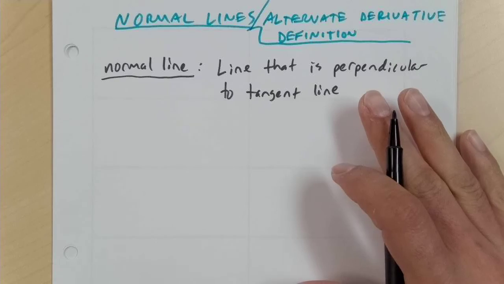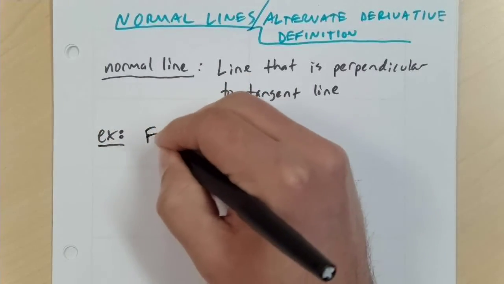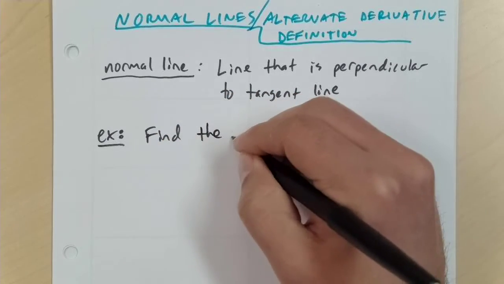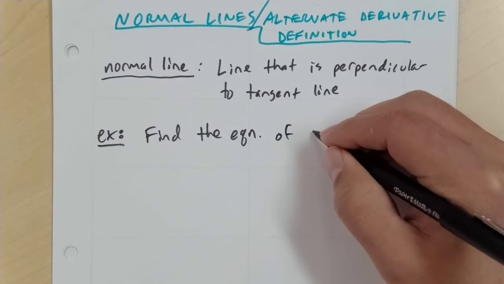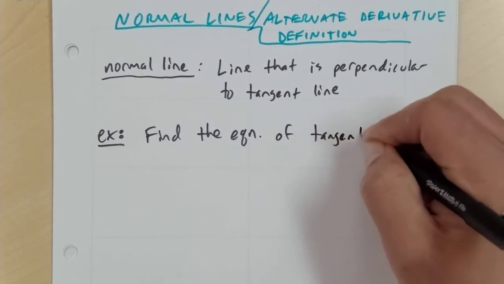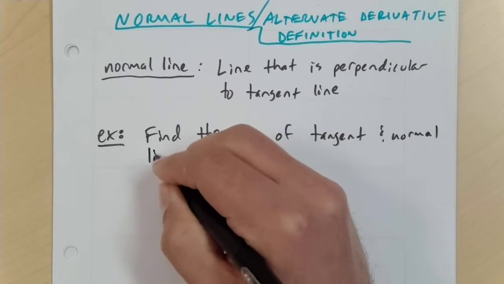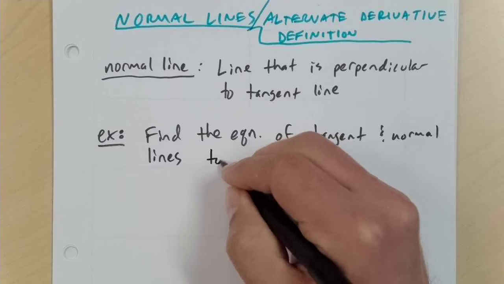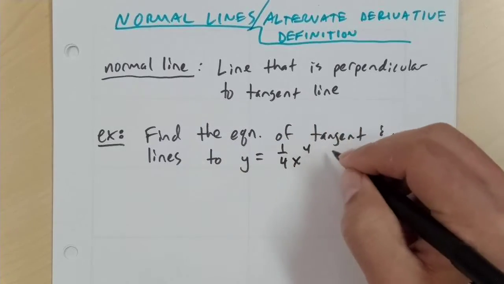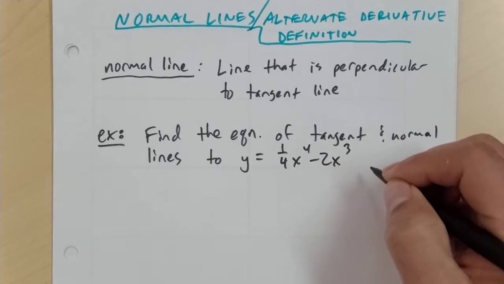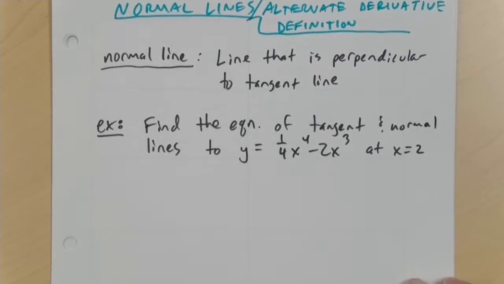So questions might typically be something like this. So let's say we want to find the equation of both the tangent and normal lines to the function y equals 1/4 x to the fourth minus 2x cubed at the value x equals 2.